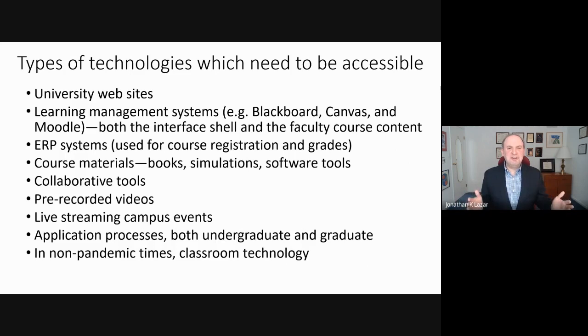And universities are filled with different types of technologies. You've got websites. You've got the learning management systems, such as Blackboard and Canvas and Moodle, where you have not only the LMS itself, the interface shell, but also all the course content that faculty put out. You've got the ERP systems, the enterprise systems used for reporting grades and finding out what your grades were and registering for courses. You've got course materials, books, electronic books at this point. For many people, simulations, software that does simulations related to certain types of labs. You've got collaborative tools. You've got videos that need to be captioned. You've got live streaming events. There's so many different technologies involved in a university, and they all need to be accessible, especially during a pandemic.